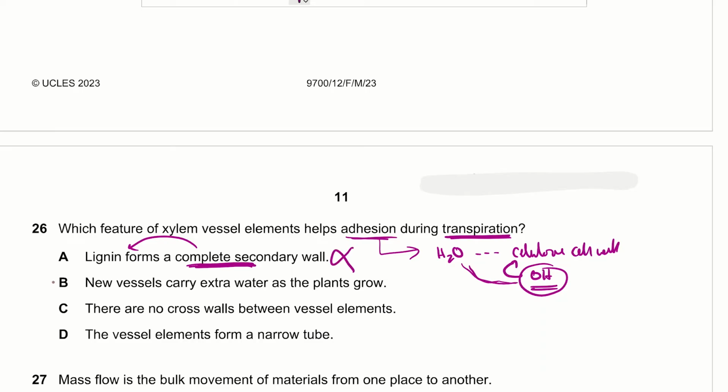Therefore, this is incorrect. B, new vessels carry extra water as the plants grow.